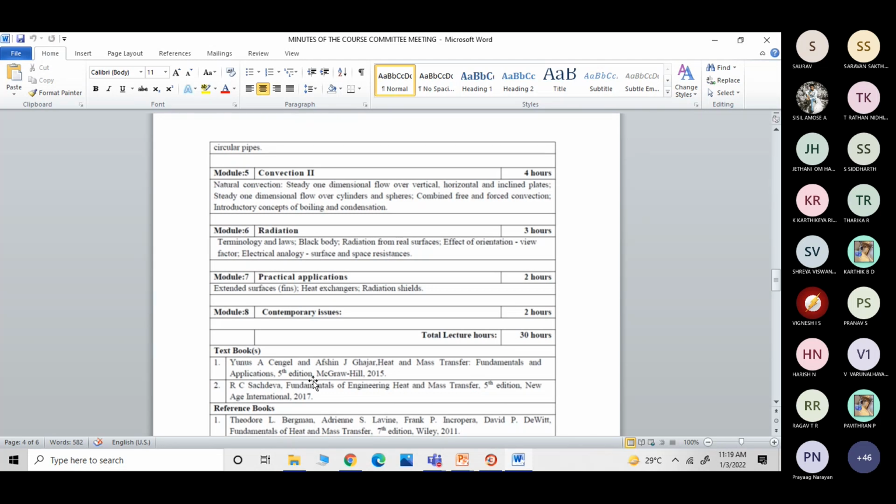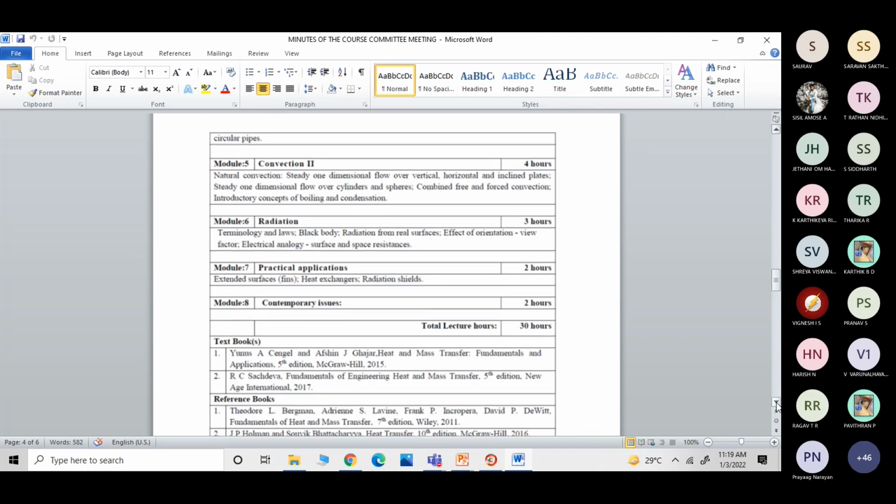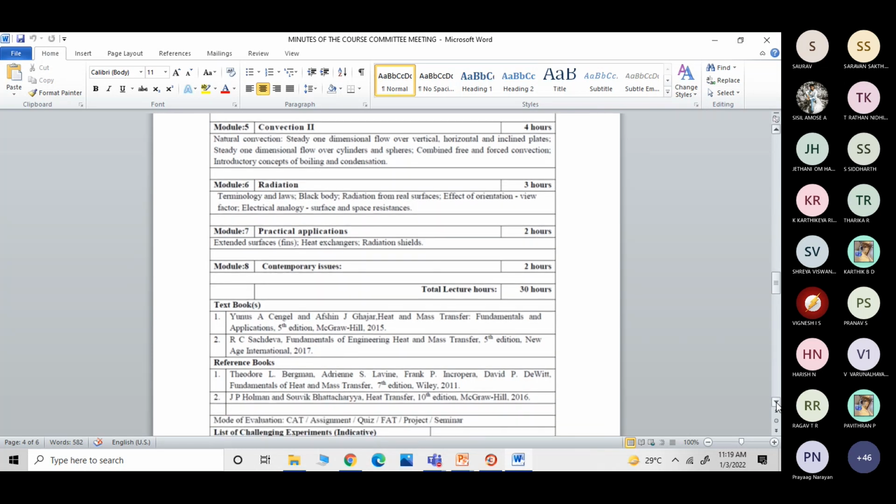Or you can refer to Heat and Mass Transfer by R.K. Rajput also. That's also a very good textbook, especially Rajput. It has so many solved examples. Numericals will be more, whereas in Sachdeva the numericals will be less. In case of Cengel, the numericals will be lesser. Whereas in Rajput, we have so many problems. So you can refer to these three textbooks: Sachdeva, Rajput as well as Cengel.